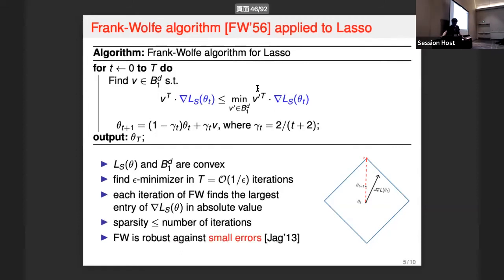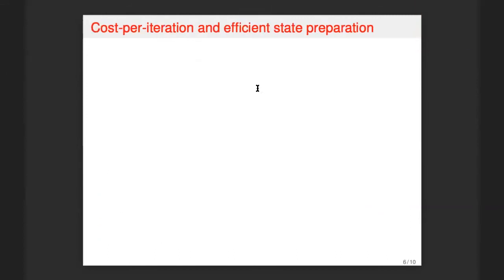And the last thing is especially good for quantum algorithm, that is Frank-Wolfe algorithm itself is really, really robust against small errors. That is, instead of finding the true maximum, we are now allowed to find the approximate maximum instead. And now you might wonder how we can apply the quantum power on the Frank-Wolfe algorithm. In our quantum version of Frank-Wolfe algorithm, we don't really reduce the number of iterations. Instead, we reduce the cost per iteration.